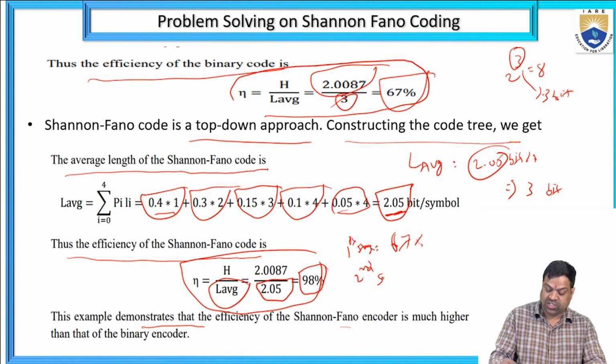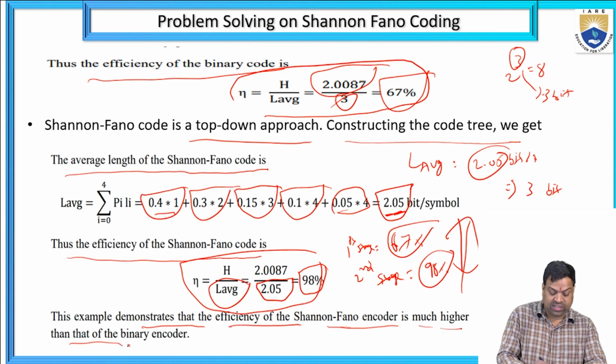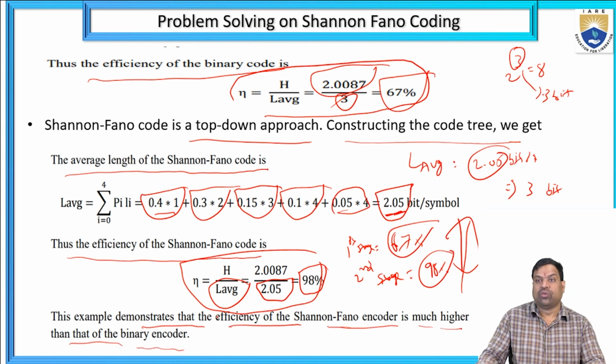So first I got 67% in the first stage. In the second stage, I got 98%. Is it increasing or not? From 67 to 98, so it is an increasing order. So it demonstrates the efficiency of the Shannon Fano encoder is higher than that of the binary encoder.